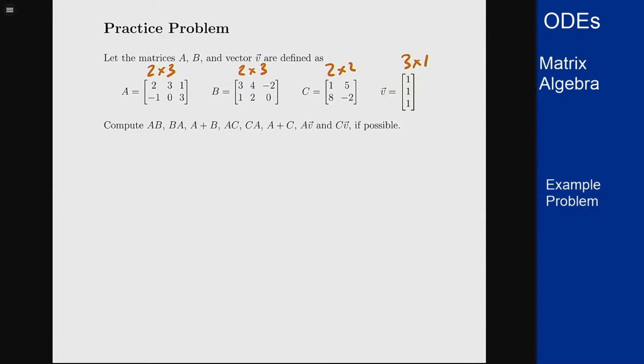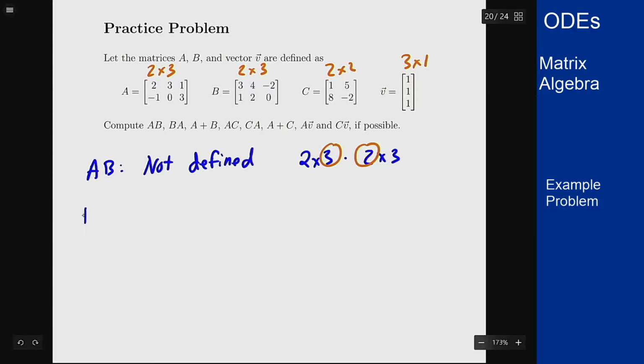So based on this, we can see that the product AB would be 2 by 3 times 2 by 3, which is not defined because the inner numbers don't match. And the exact same goes for the product BA, because that will also be 2 by 3 times 2 by 3. However, we can add A and B.